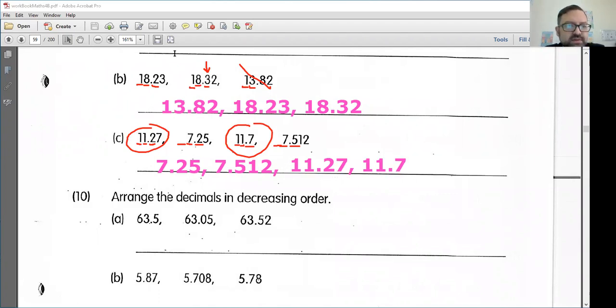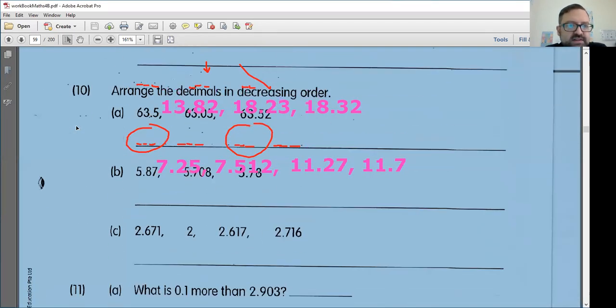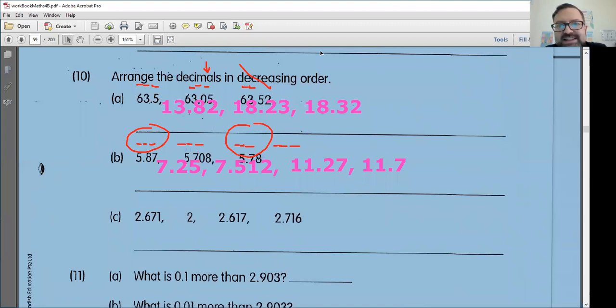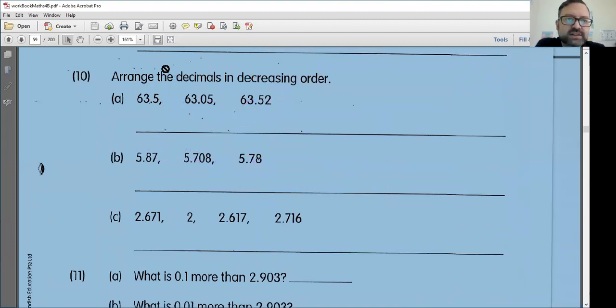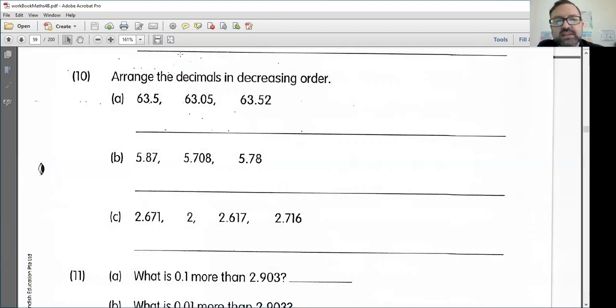All right, next, number 10 here. Now it says, arrange the decimals in decreasing order, okay? So decreasing means we are starting with the biggest number and ending with the smallest number. So let's see which one's greater. 6 tens, 6 tens, 6 tens. All right, next I have 3 ones, 3 ones, and 3 ones. All right, let's move on to the tenths place. I have 5 tenths, 0 tenths, that's smaller, and 5 tenths again. All right. And so now I know that 63.05 is the smallest number.